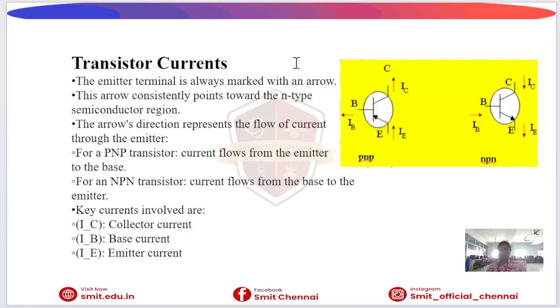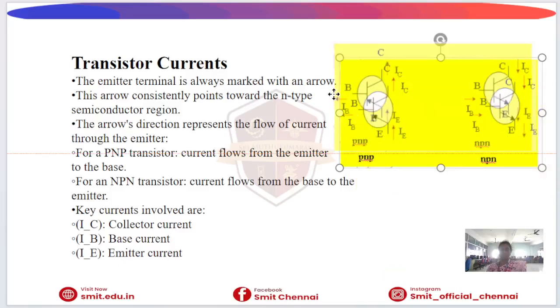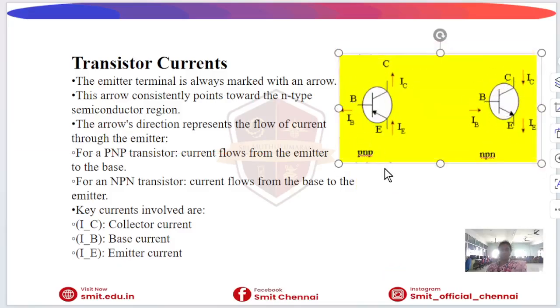So according to Kirchhoff's law, the total current entering the node equals the current leaving the node. So the emitter current is inward and the collector and base currents are going outward. So emitter current is equal to collector current plus base current. For example, if collector current is 9 milliamps and the base current is 1 milliamp, the emitter current is 9 plus 1, 10 milliamps. Okay. So you have to understand the transistor currents.